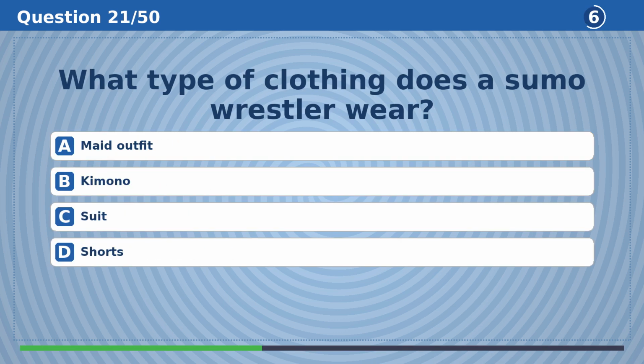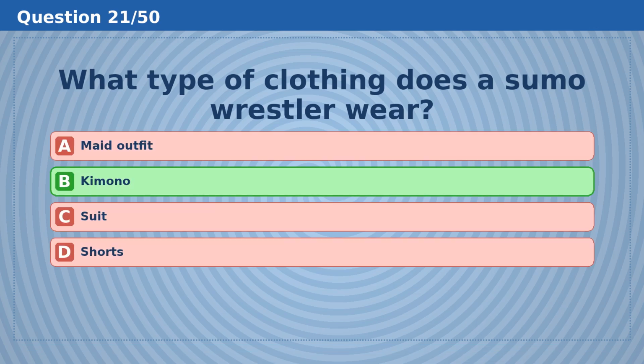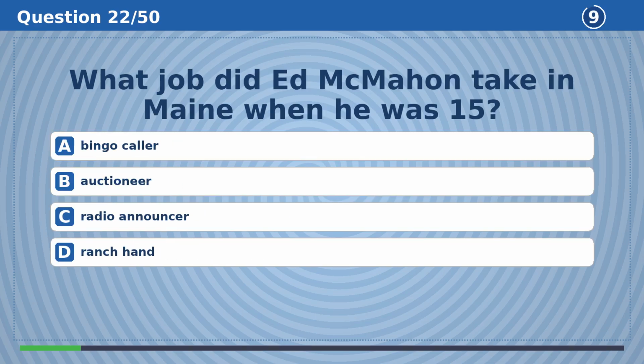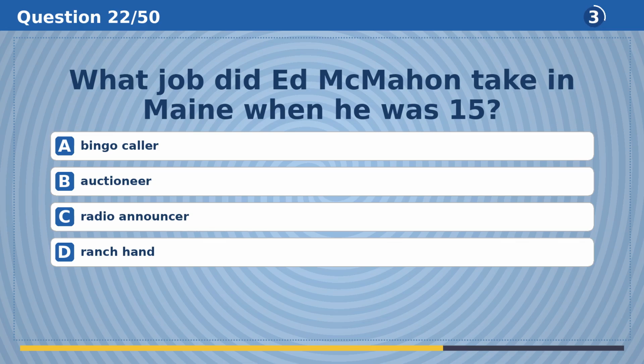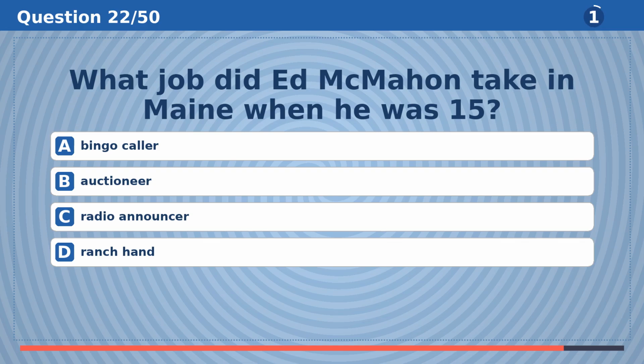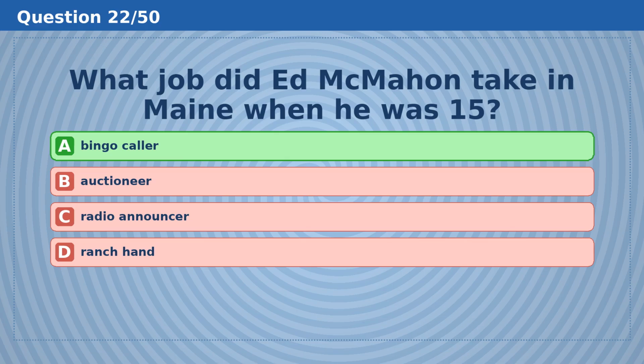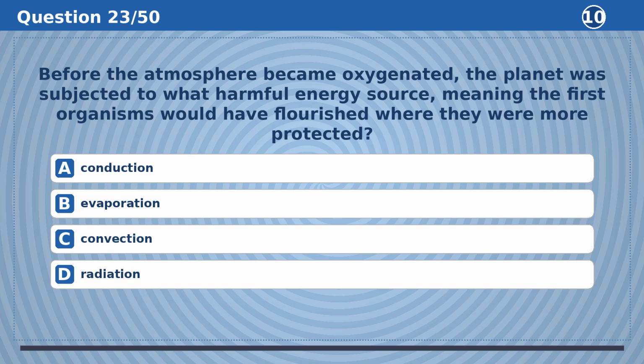What type of clothing does a sumo wrestler wear? The answer is B, Kimono. What job did Ed McMahon take in Maine when he was 15? The answer is A, Bingo caller.